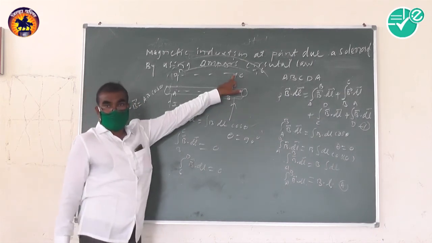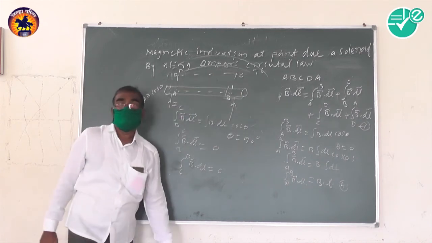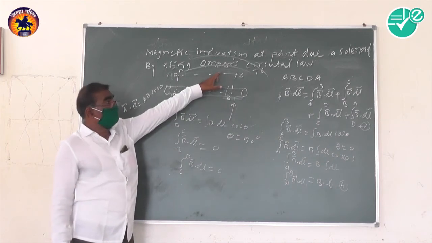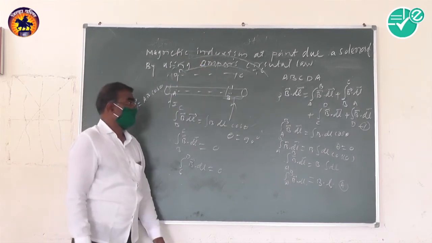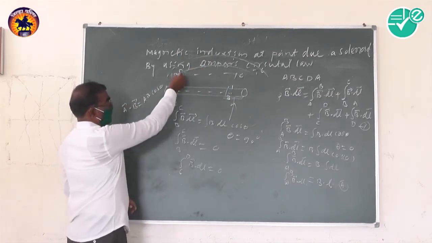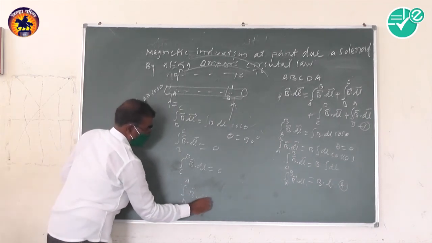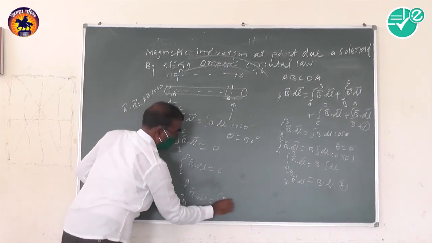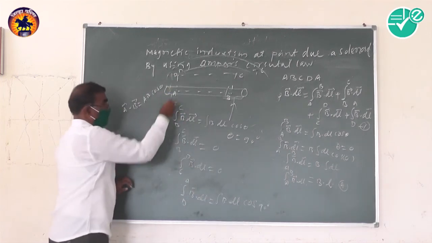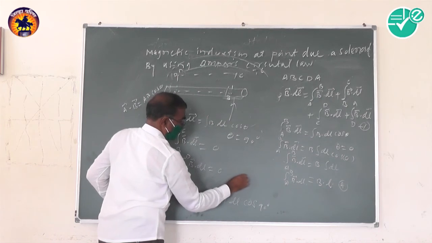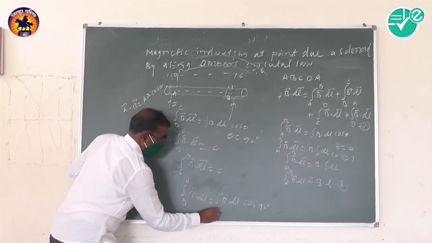The magnetic field along the line CD is 0, because CD is outside the solenoid, and the magnetic field outside the solenoid is assumed to be 0. That is B dot dl is 0. And for the side D to A, the integration of B dot dl equals the integration of B dl cos 90. Here also the angle theta between B and dl is 90 degrees, so cos 90 is 0.